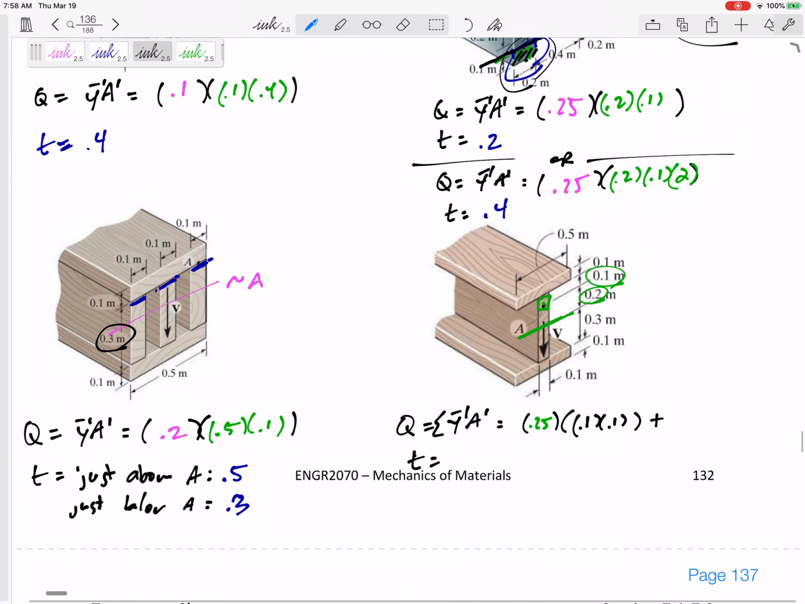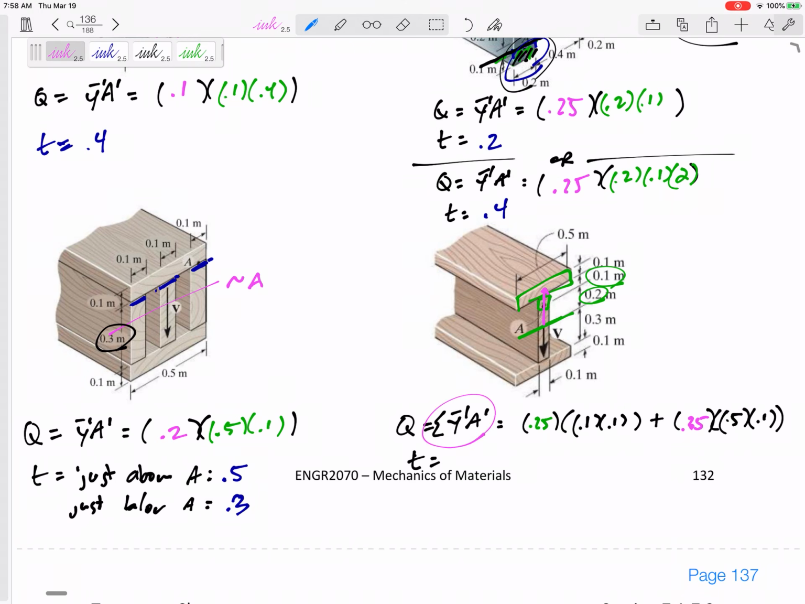All right, plus the y bar prime A prime of that other area. I'm going to come back to the y bar prime. The area is 0.5 by 0.1, and then the distance to get there would be 0.35. 0.35.